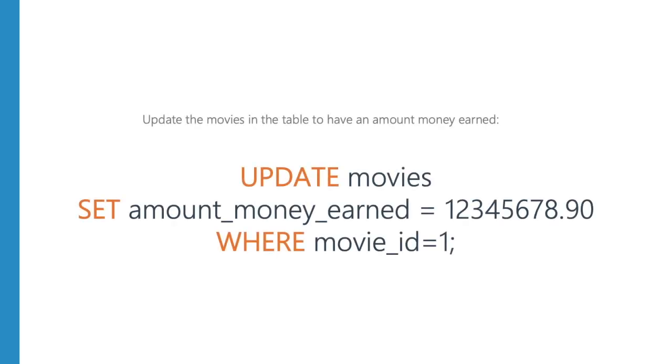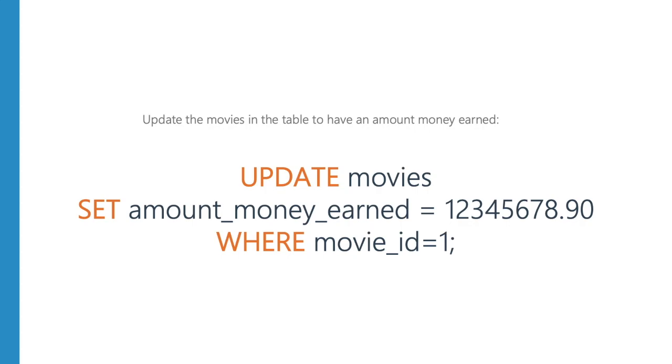On 3B, it says use update to enter these values for each movie in the database, meaning that we need to provide a value for amount money earned for each row in our movies table. To do this, we use the update keyword, the table that we want to update, which is movies, the keyword set, then the column name that we want to set or update, which is amount money earned, and then equal to whatever value you want it to be. In this case, I just picked a random number.